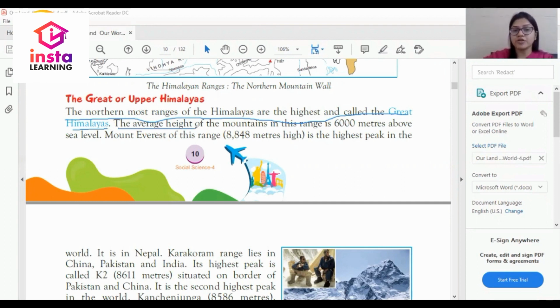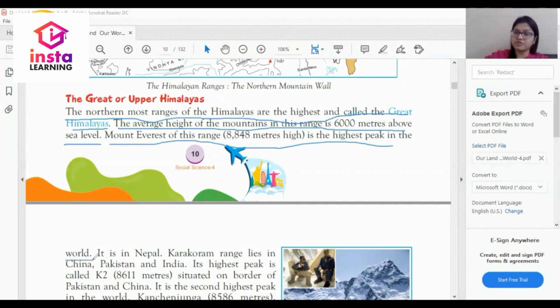The average height of the mountains in this range is 6,000 meters above sea level. Dear student, this is a very important question. What is the average height of the mountains of the Great or Upper Himalayas range? The answer is the average height of mountains in this range is 6,000 meters above sea level. Mount Everest of this range is the highest peak in the world.